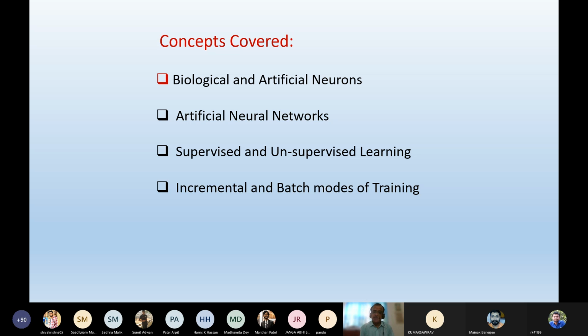Now, if you see the neural networks, there are two types of learning technique which we generally use. One is called supervised learning and another is unsupervised learning. I'll be discussing in detail the principle of both, and then I'll concentrate on two forms of supervised learning. One is called incremental training, another is called the batch mode of training. So in today's class, I'm just going to give an introduction to the artificial neural networks.